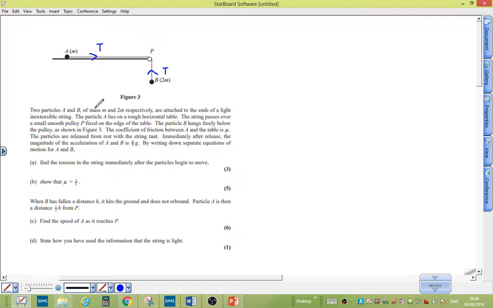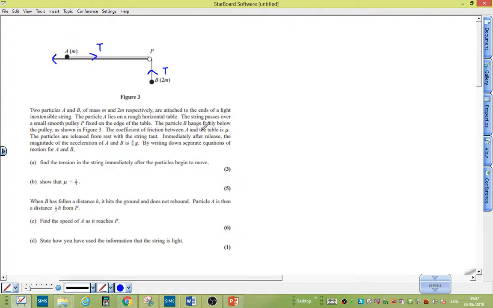Two particles A and B of mass little m and 2m respectively are attached to the ends of a light inextensible string. The particle A lies on a rough table. Okay, so it's going to want to go across and down, so we're going to put friction on in that direction to oppose motion. The string passes over a smooth pulley fixed to the edge of the table. The particle B hangs freely below the pulley, as shown in the diagram.